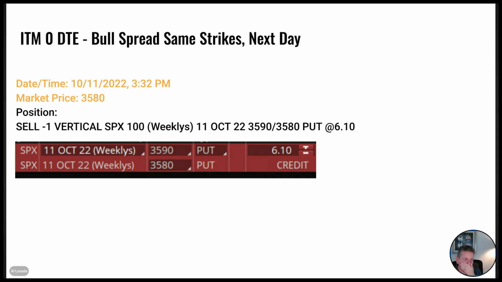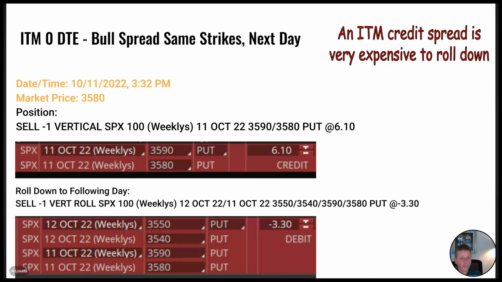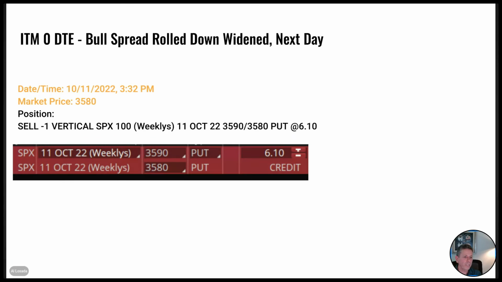And that's what happens. All right, so now we have this position here. So now we want to roll it down, and it's going to cost you $3.30. That's a debit. Very expensive to roll, especially when you're in 0 DTE. If you're in 7 DTE, it's a little bit easier. You roll it out, but now you're going up, right up to the fence there.